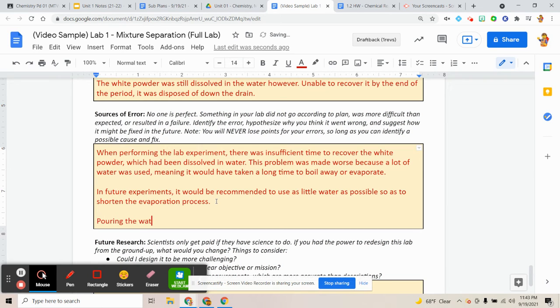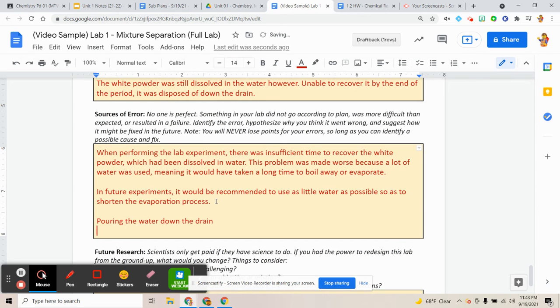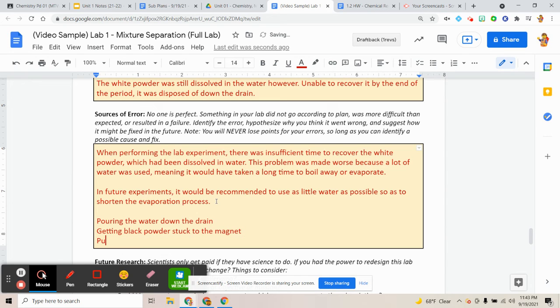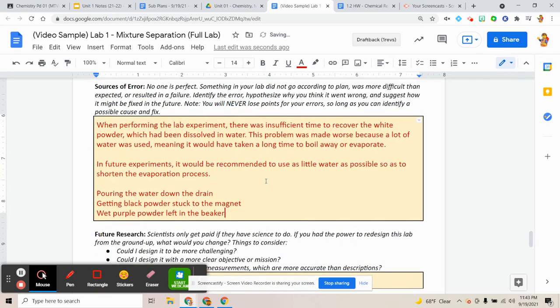pouring the water down the drain. Getting black powder stuck to the magnet. Wet purple powder left in the beaker. You didn't get all the purple powder out, okay? So again, just explain what went wrong in this and how you might try and fix it in the future, okay?